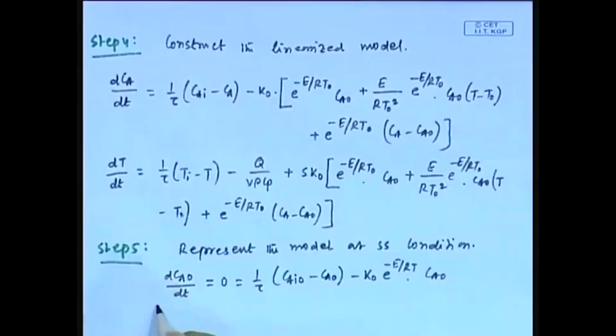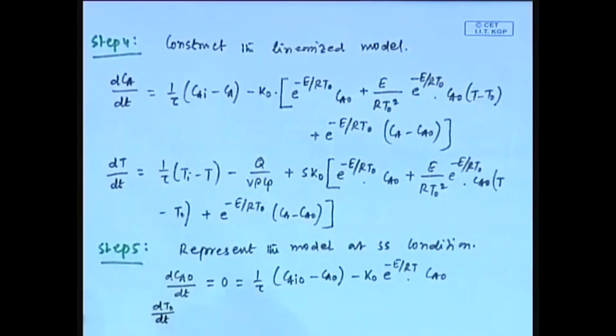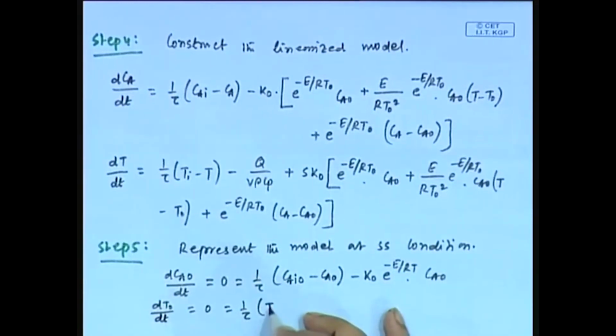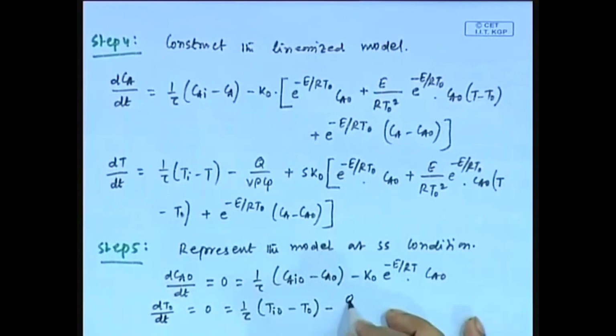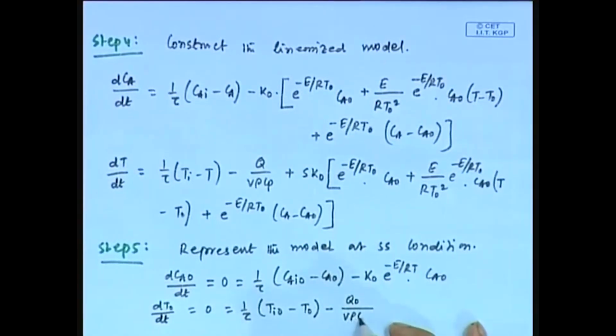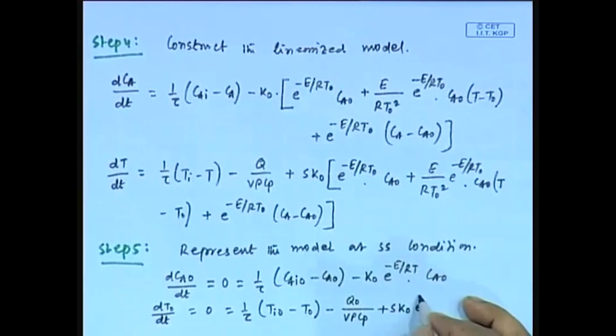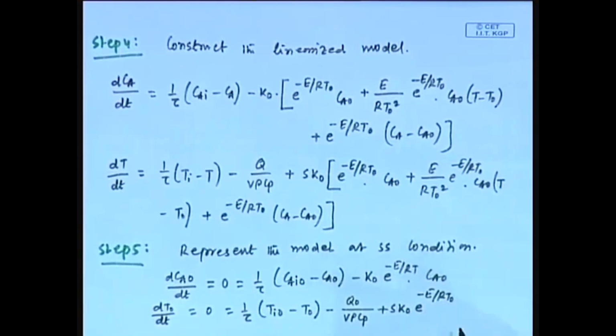Similarly, dT naught/dt equals 0 equals 1 by tau (T_i naught minus T naught) minus Q naught divided by V rho Cp plus S K naught exponential of minus E divided by R T naught C_A naught. This is the steady state representation of the second modeling equation. Fine. So, sometimes we use suffix s, sometimes we use suffix 0 to represent the steady state.